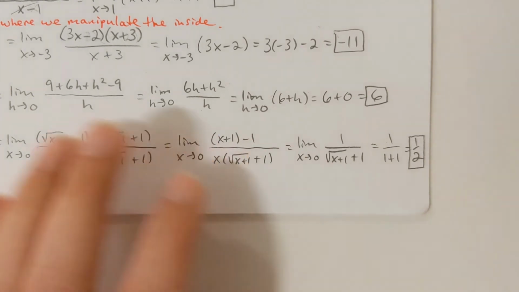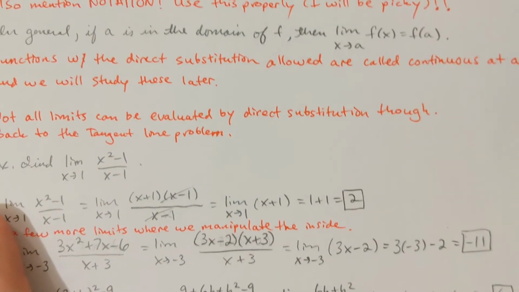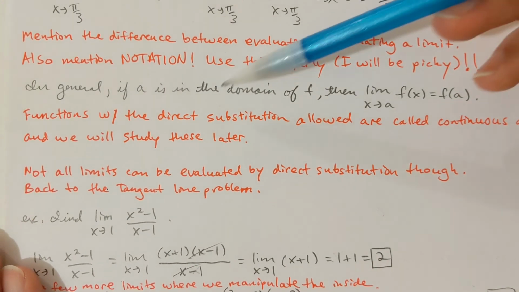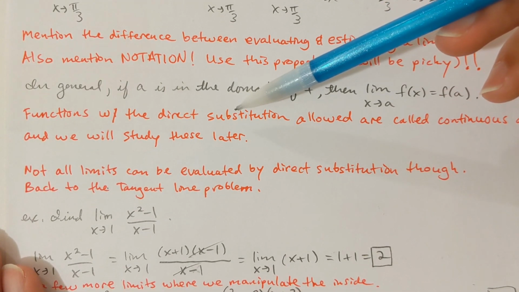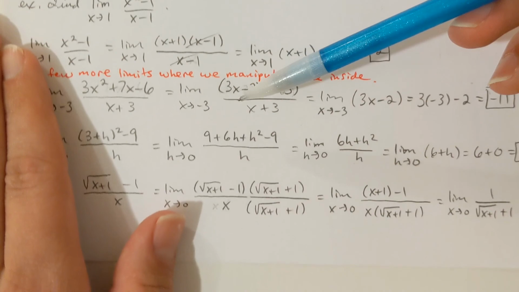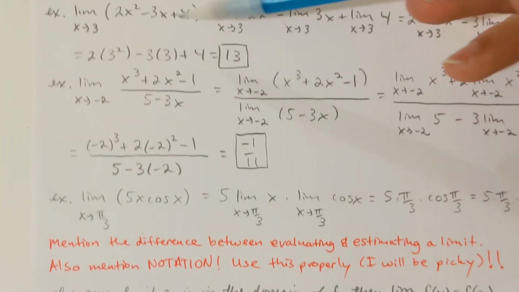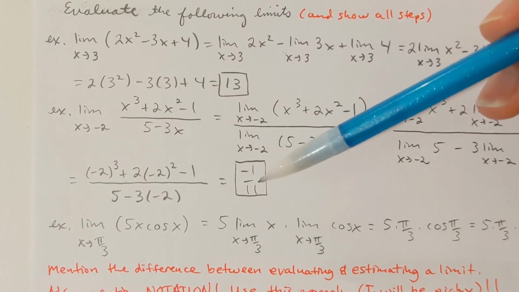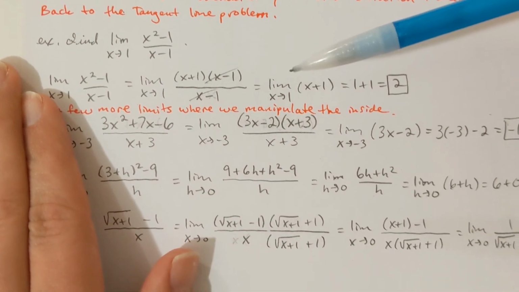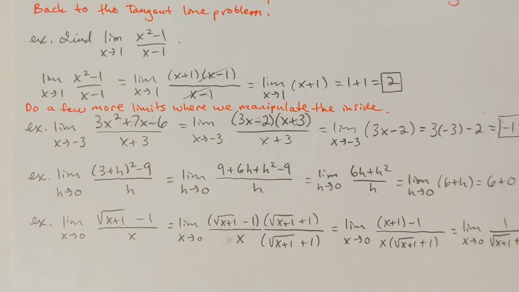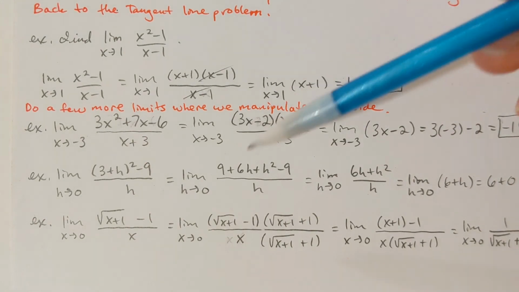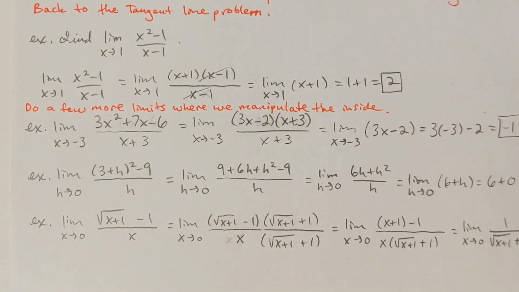So the goal is to try to algebraically manipulate the function so that we can make a direct substitution. Many times we won't be able to do that. That's what I was talking about up here. In these problems we could. There's no problem with that. But most of the problems are going to be where you're going to have to use some algebra, manipulate the inside, and then try to make it so that you can get a direct substitution.